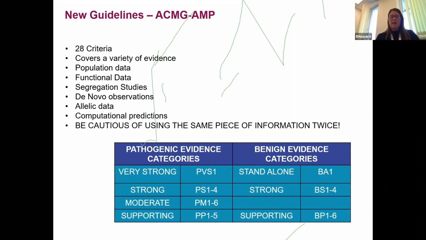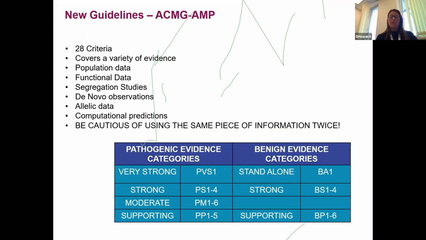So basically they classify variants into 28 different criteria, and it covers a variety of evidence, which include population data, functional data, segregation studies. De novo observations come in, but again, I mentioned that these are more applicable to rare disease. There's allelic data which is taken into account, and also in silico computational predictions. But it's really important to emphasise you should be cautious of using the same piece of information twice.